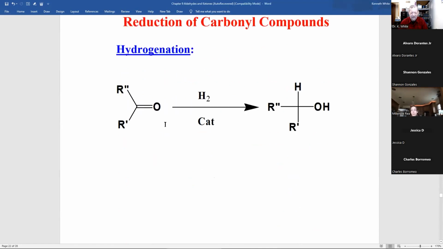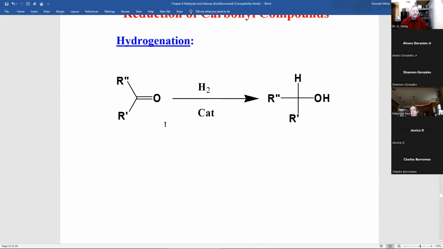Let's talk about hydrogenation of a ketone or aldehyde. If R prime is hydrogen, it's an aldehyde, of carbon's ketone. And remember, carbonyl, 1 pi bond, 1 sigma bond. And like you learned in carbon-carbon double bonds, you can break a pi bond.